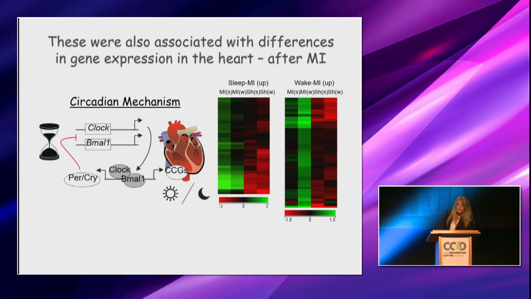We also found differences in gene expression in the heart after MI. So Martin touched base on this, but the idea is that in all the heart cells, you've got this circadian clock mechanism cycling, and it takes 24 hours to go through it. And depending where you are on the 24 hours, it's going to shoot off different response genes. And so if you have a heart attack in the morning, you're going to shoot off different response genes than if you have it at night.